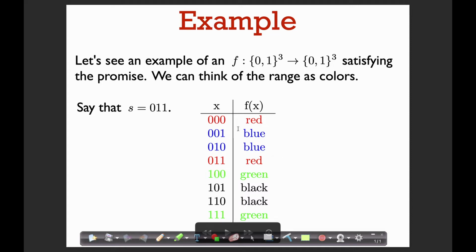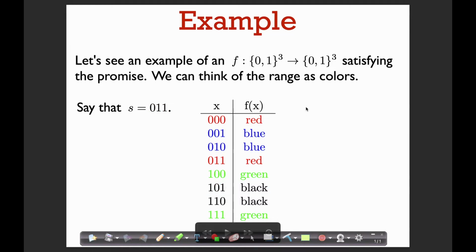So again, what is the setup? We have this function f here that satisfies our promise, and we can ask queries of the form, what is f of 0, 1, 1, and it'll say red. And then we can ask, what is f of 1, 0, 0, and it'll say green. We want to keep making these queries until we can actually determine what that s is, 0, 1, 1. And the question is, how many such queries do we need to make?